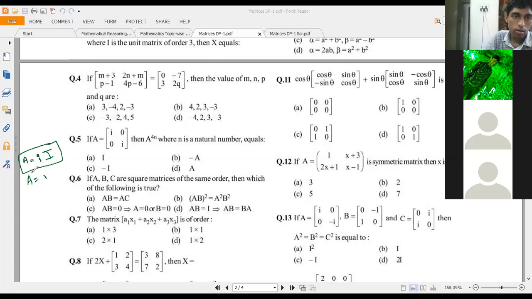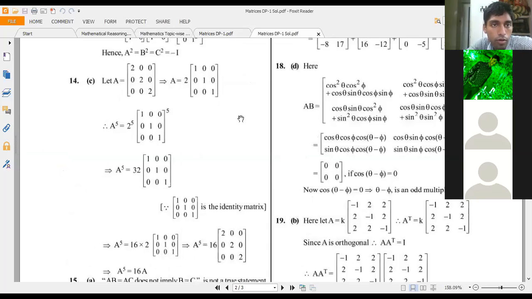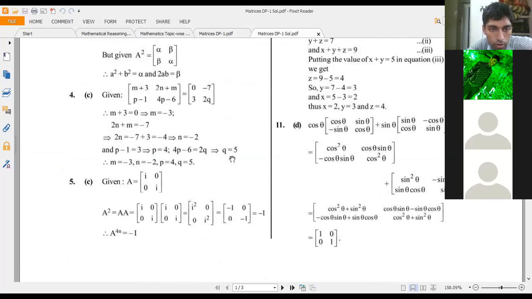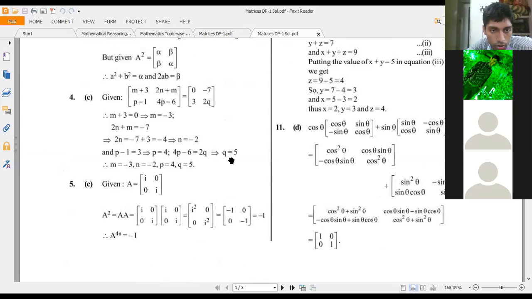The answer is coming A, but the answer given is C. Yes, sir. Is it? What is the solution? A square is equal to minus I. See, even if A square is minus I, then A square into A square will be plus I. Right? Yes, sir.